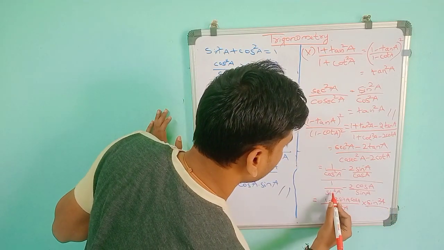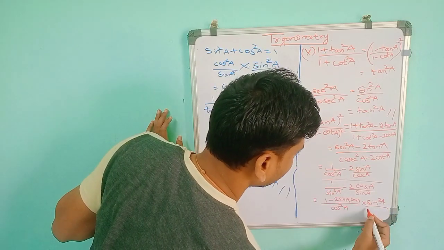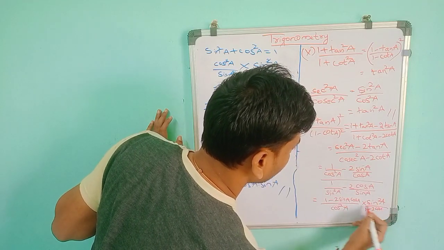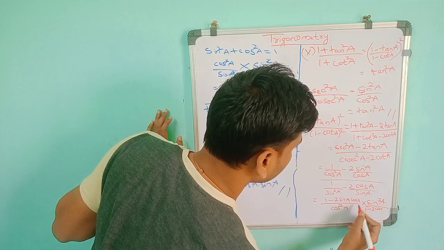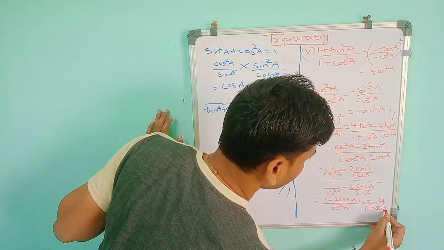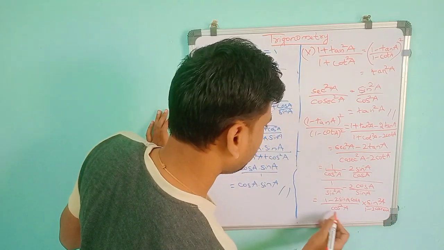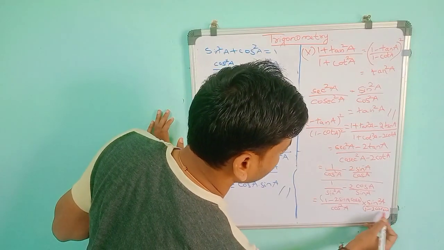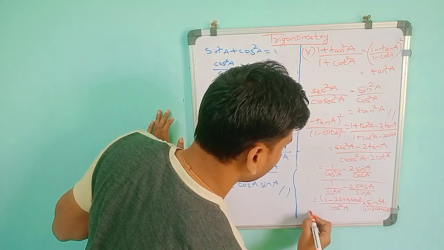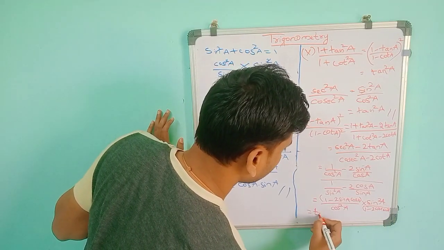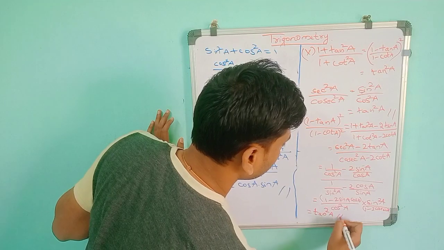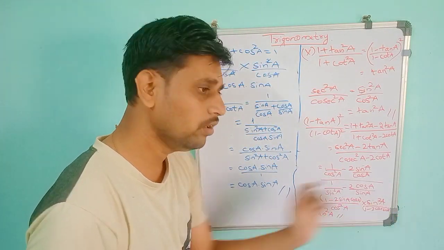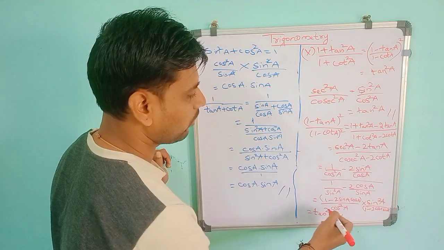Then for this one, sin square A LCM, it will be 1 minus 2 cos A, we want to make it sin A into sin A. So as you see, this is sin square A, this is sin square A, this is cos square A, and this is 1 minus 2 sin A cos A, and this is also 1 minus 2 sin A cos A. So these two get cancelled. Remaining is sin square A by cos square A, which is tan square A.